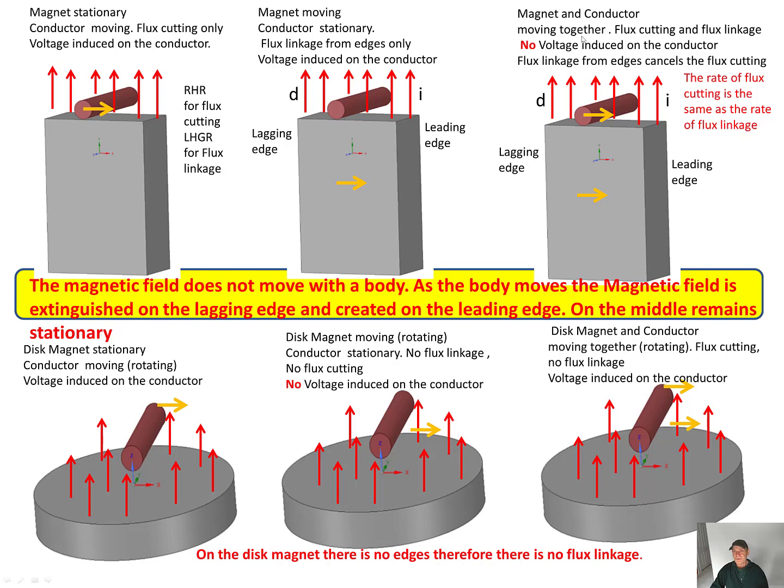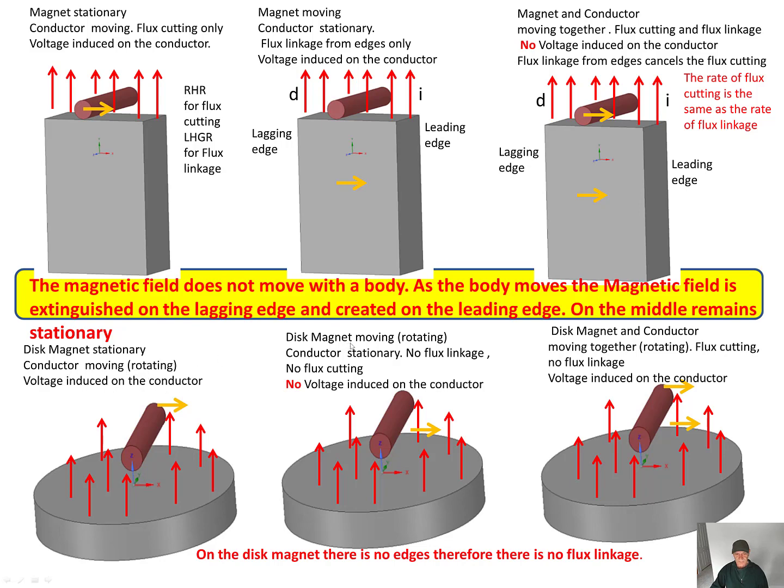Magnet and conductor moving together, flux cutting and flux linkage. No voltage induced on the conductor. Flux linkage from the edges cancels the flux cutting. The rate of flux cutting is the same as the rate of flux linkage. Now let's look at the disc magnet. Stationary, conductor moving, rotating, voltage induced on the conductor.